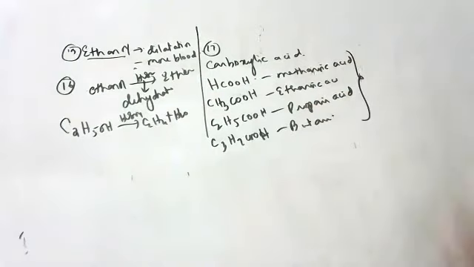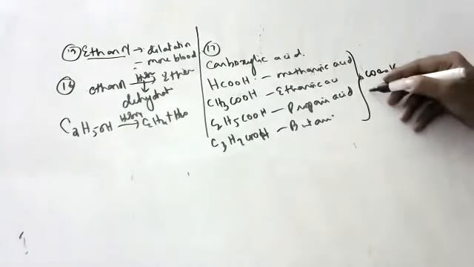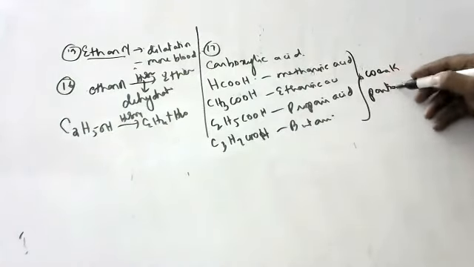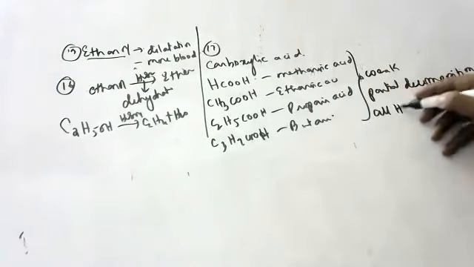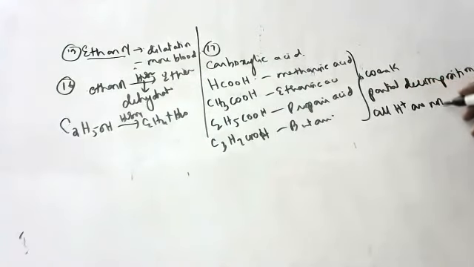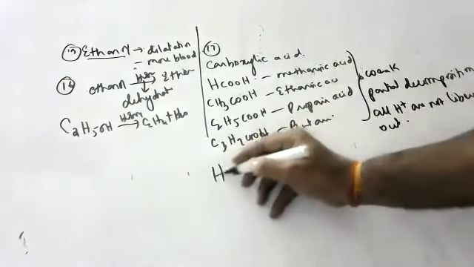All carbon compounds as carboxylic acids are weak. Why? Because they undergo partial decomposition. It means all hydrogens are not liberated out. They undergo partial dissociation, like for example HCl.